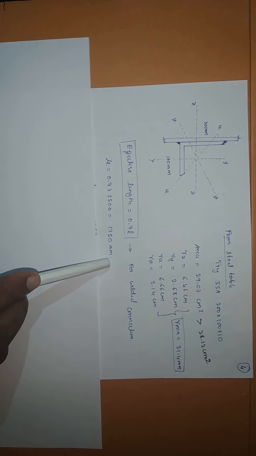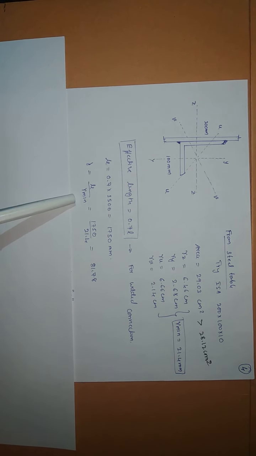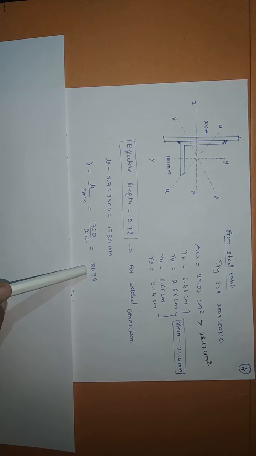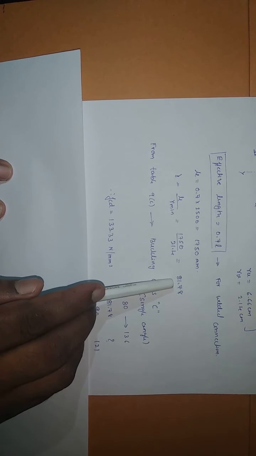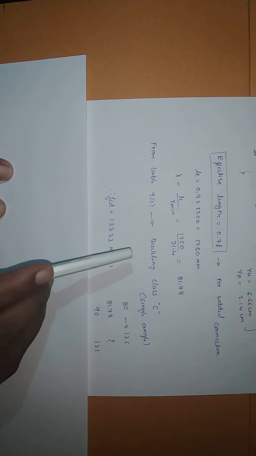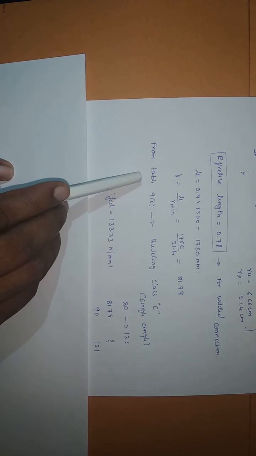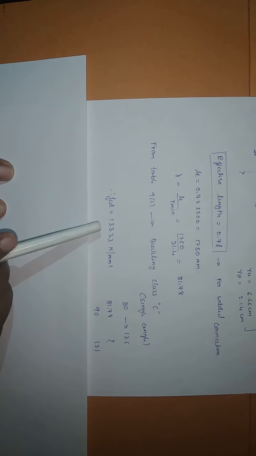After this, we have to calculate the slenderness ratio. Lambda equal to LE by r minimum. LE is 1750 millimeter divided by r minimum, that is 21.4. This is the lambda value, 81.78. Now for this lambda value 81.78, by using the IS 800-2007 code book, page number 42, table number 9C, we have to find out the FCD value.